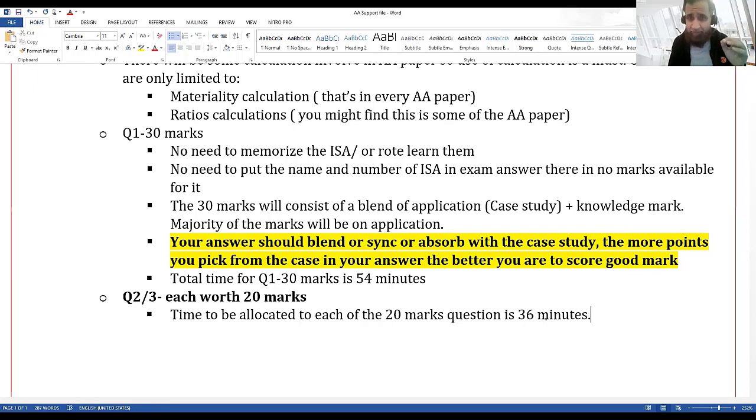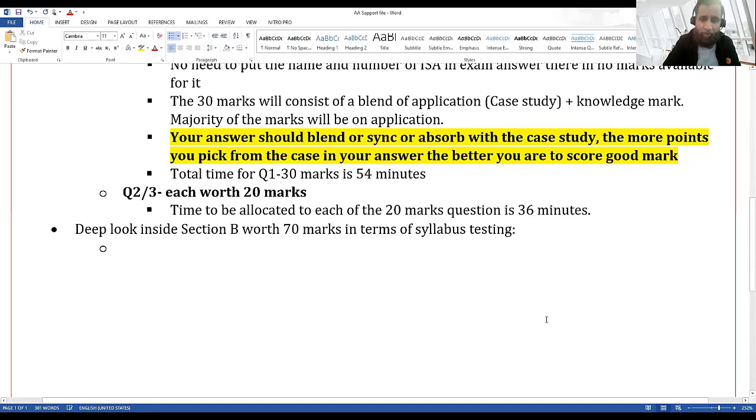Now, before we wrap up, just understand one very important thing here. Most of the time, when you look at section B of the paper, which is 70 marks, and you take a deep look inside it, in terms of syllabus testing, the topics which come in section B, you scan every past paper available, and you will conclude yourself that what the tutor told you is right.